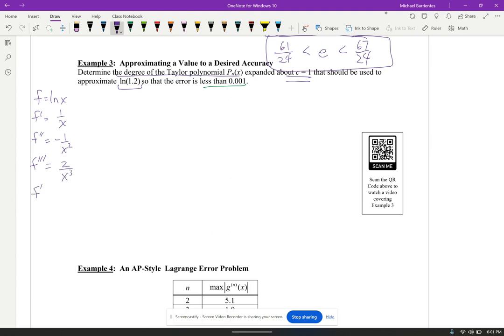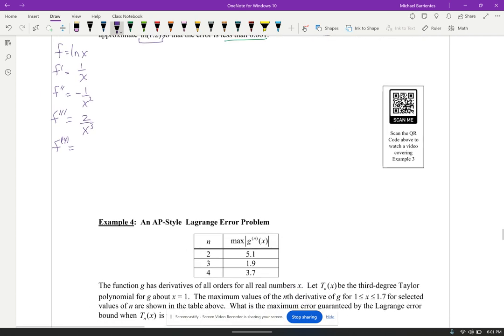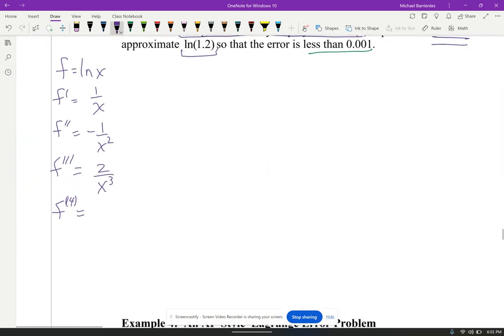Let's take the fourth derivative. We put a little 4 in parentheses. That's the fourth derivative. Let me zoom in a little bit so you can see it a little bit better. That'd be negative 6 over x to the fourth. And then the fifth derivative, which is a 5 inside the parentheses here, the fifth derivative of f would be positive 24 over x to the fifth. All right, so I did 5 derivatives. So I'm going to write out 5 terms.